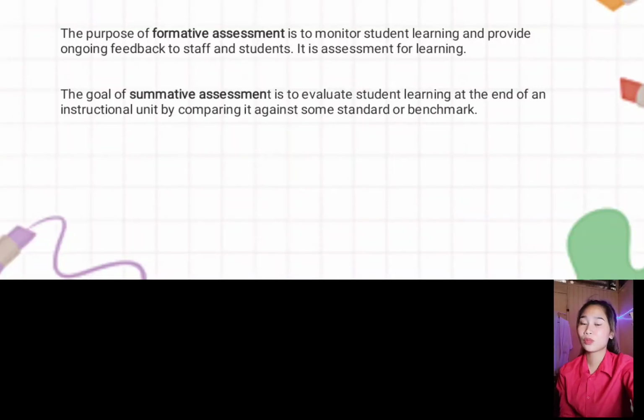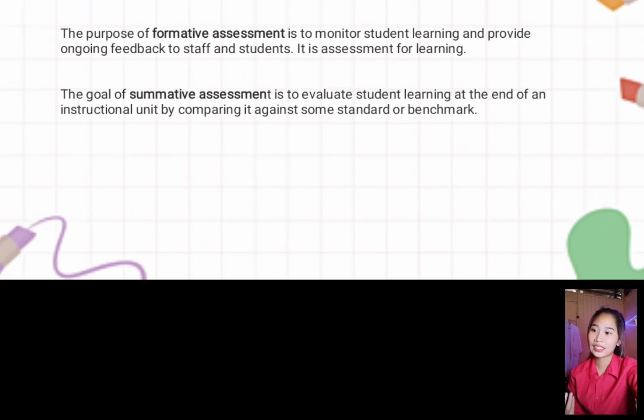So the difference between formative assessment and summative assessment is that the purpose of formative assessment is to monitor student learning and provide ongoing feedback to staff and students. While summative assessment, on the other hand, is to evaluate student learning at the end of an instructional unit by comparing it against some standard or benchmark.